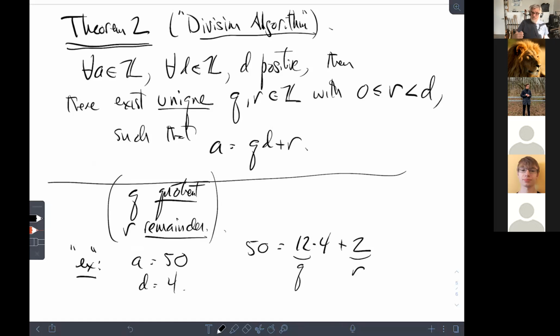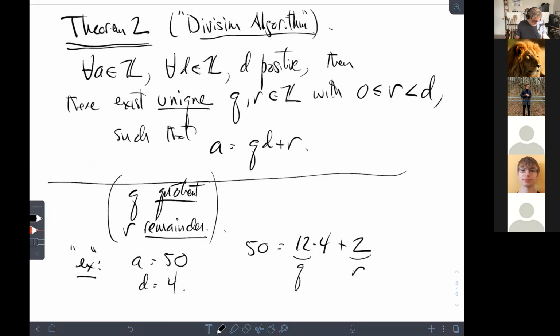So you're dividing 50 by 4. You take as many 4s as you can fit into 50 without going over, and you'll get a remainder which is between 0 and strictly below what you're dividing by, right? Because if you had another D, you would add it to Q, right? You could fit another D in your number. Okay.